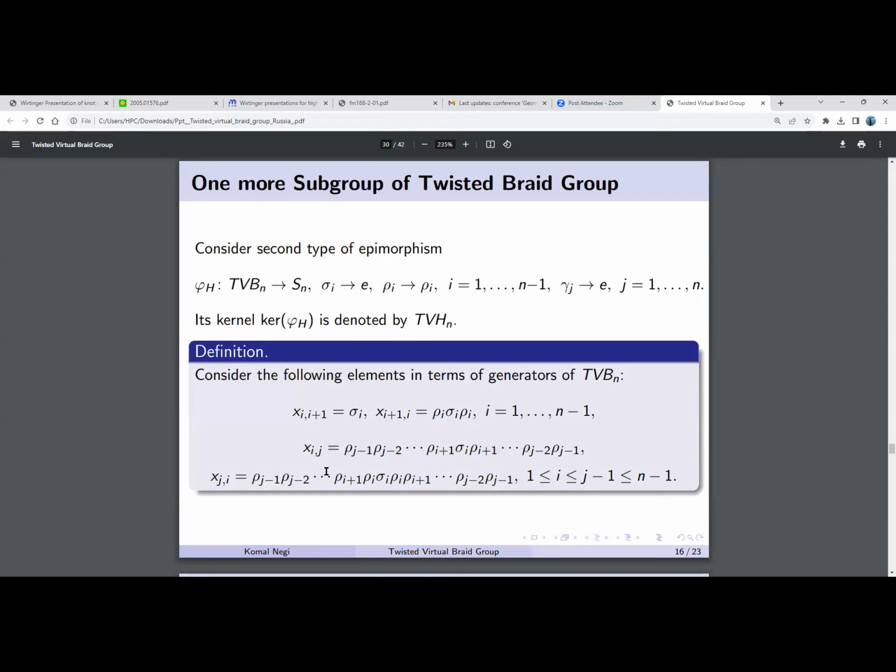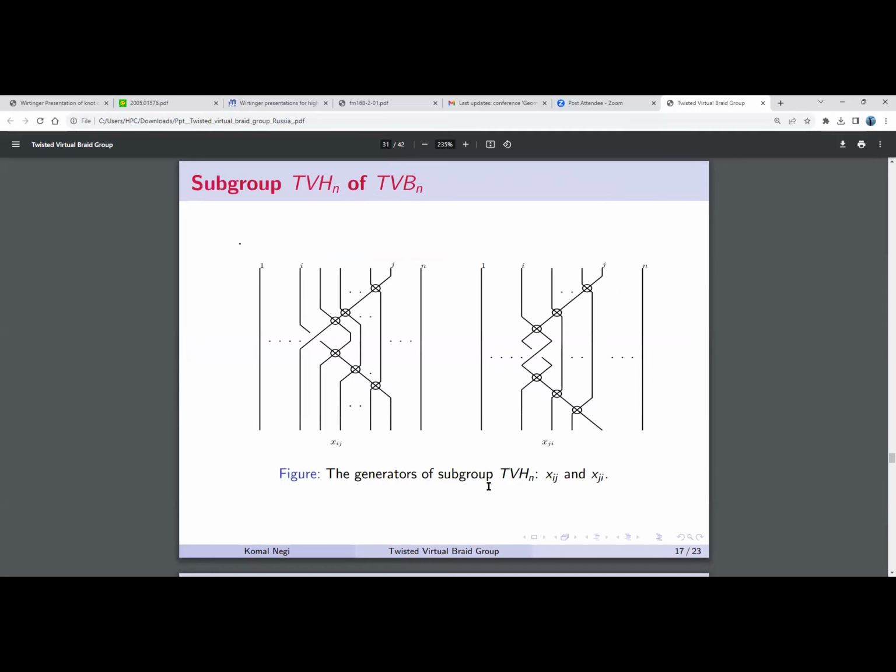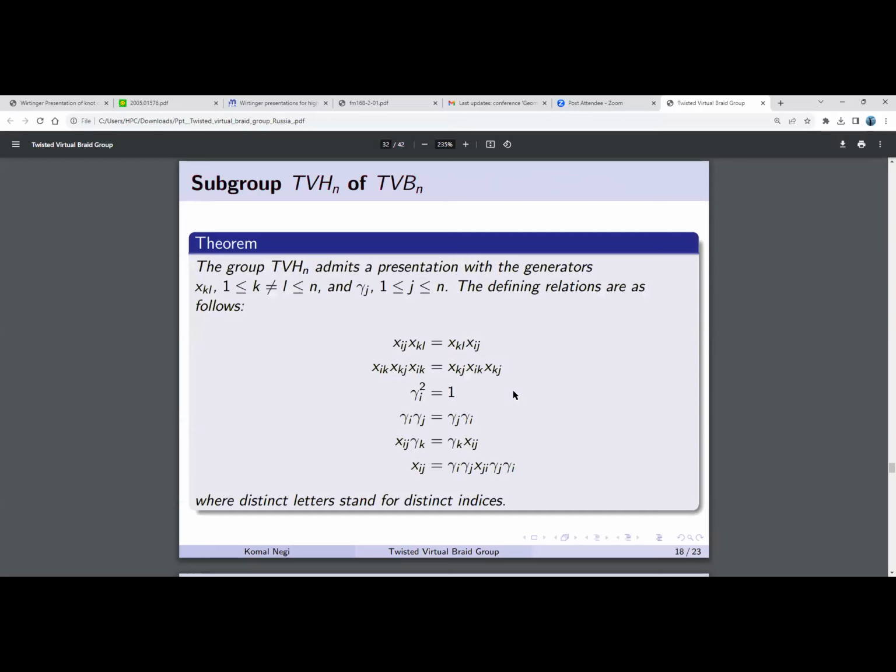So if we consider these elements Xij and Xji, which are actually elements of TVHN only, we have written these elements in terms of generators of TVBN. And this is how these generators look geometrically. By using the same method, we can prove this presentation for TVHN also, that this group is generated by these elements Xkl and gamma j's, and these are the defining relations.